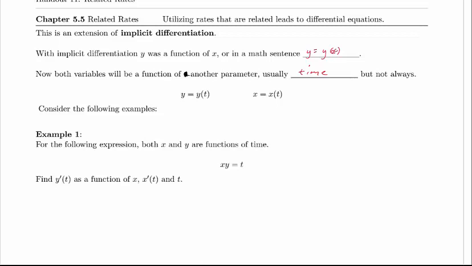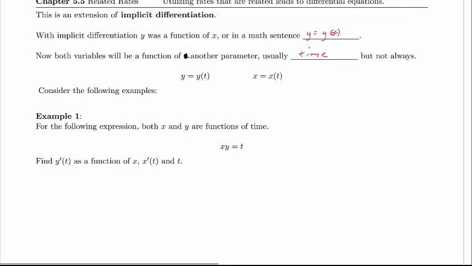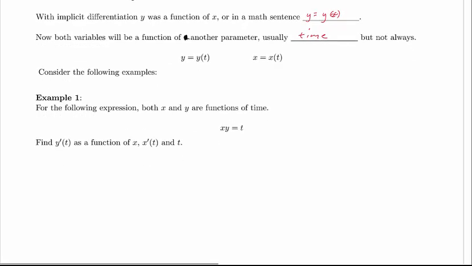For the following expression, both x and y are functions of time, and this is the expression we're looking at. We want to find y prime of t. We want to find this as a function of x, x prime of t, and then, of course, t itself. Keep in mind, since x is a function of t and x prime is also a function of t, ultimately this is a function of t, which is why we express it like this.